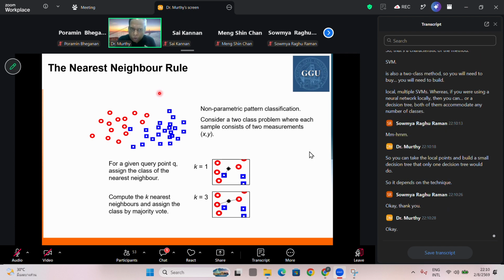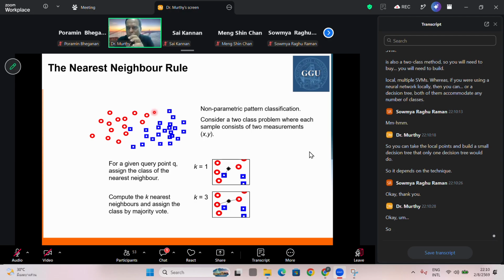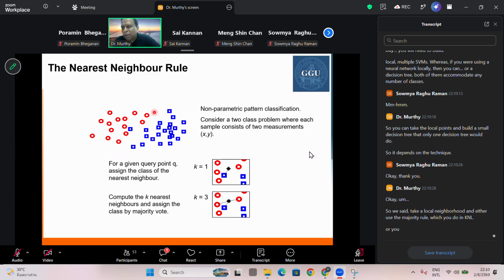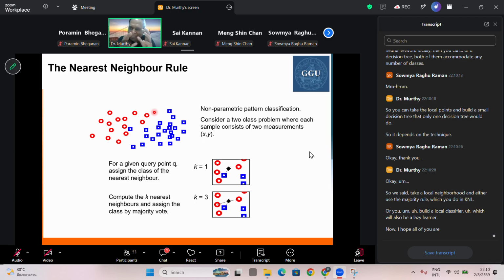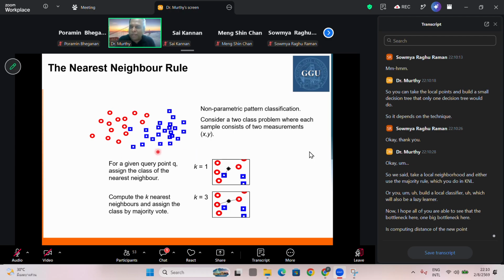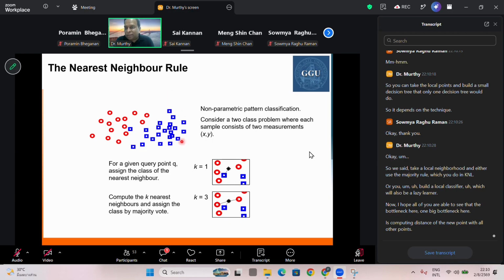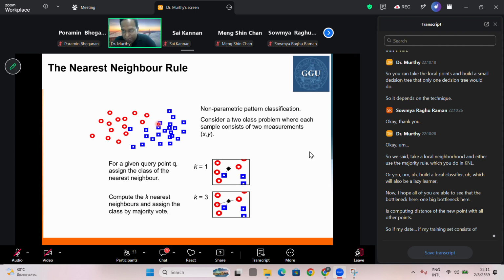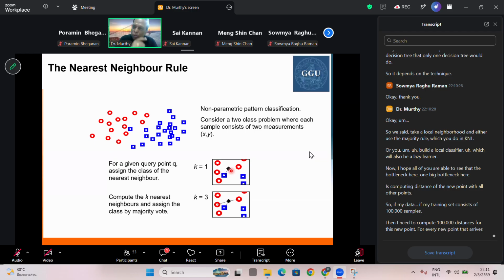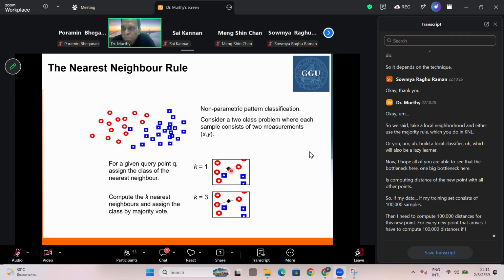Okay. So we said take a local neighborhood and either use the majority rule, which you do in KNN, or build a local classifier, which will also be a lazy learner. Now, I hope all of you are able to see that one big bottleneck here is computing the distance of the new point with all other points. If my training set consists of 100,000 samples, then for every new point that arrives, I have to compute 100,000 distances if I'm doing this in brute force.